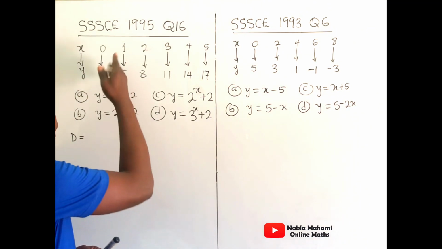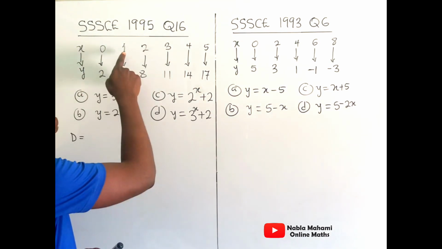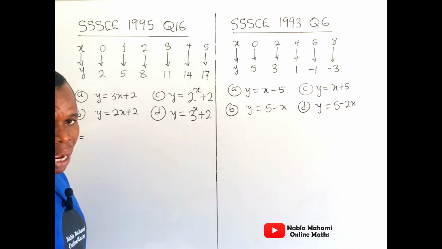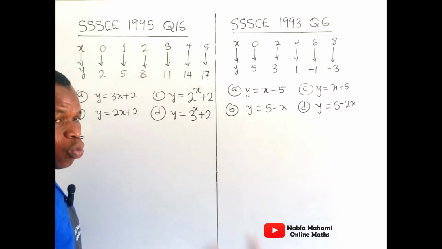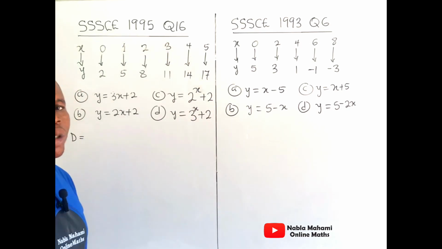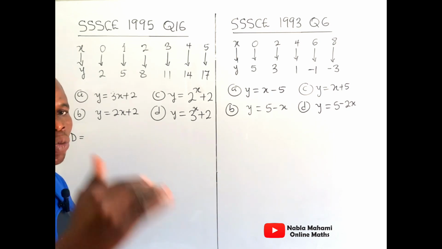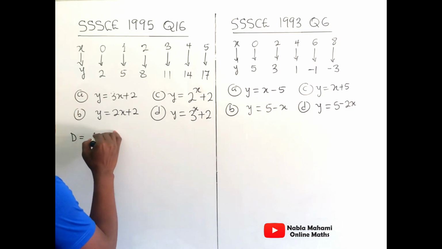So let me see my domain difference. I'll take the right value minus the left value. So 1 minus 0 is 1. 2 minus 1 is 1. 3 minus 2 is 1. 4 minus 3 is 1. So you see at the top, the difference is 1, 1, 1, 1. So I'll write my 1 down.